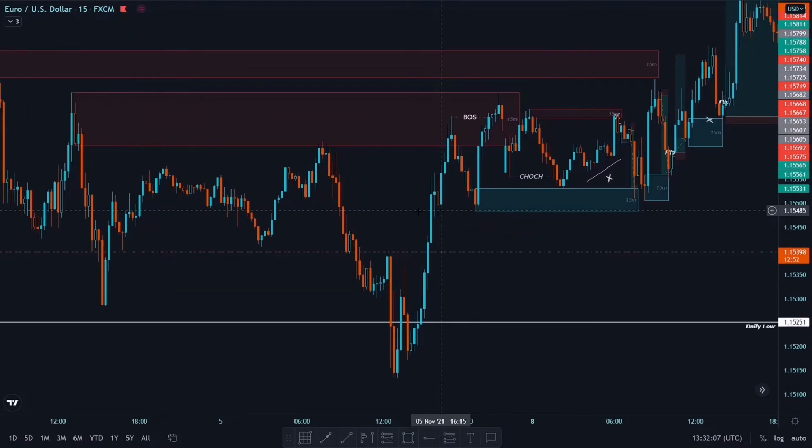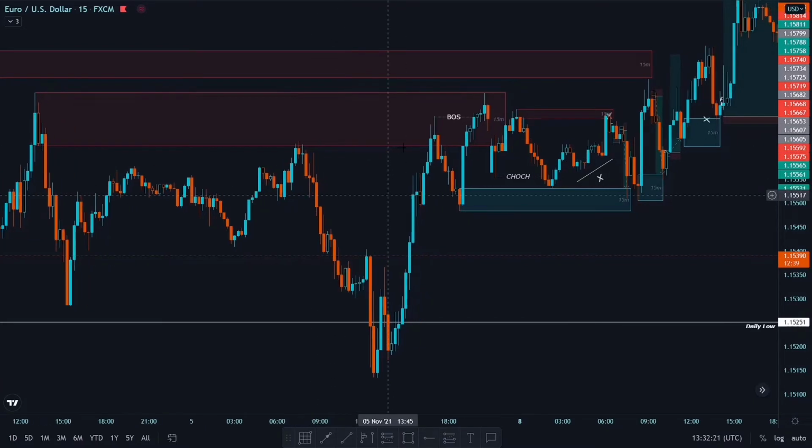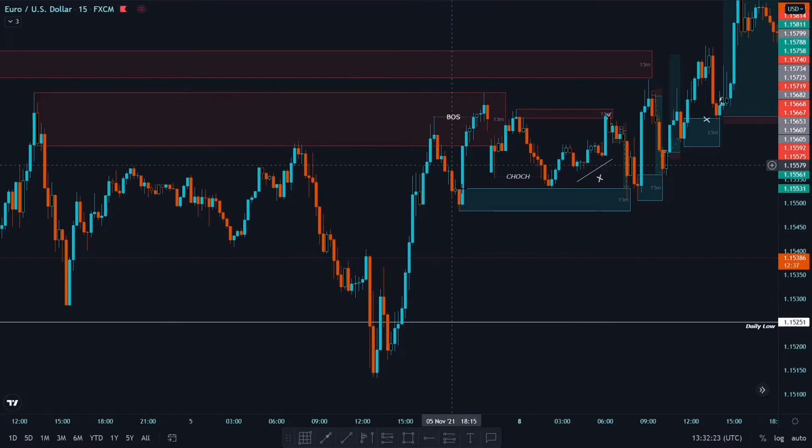But what happened is we didn't get any reaction from this supply zone. That's why I took it off, and instead we break this structure to the upside and we mitigate to this demand level and we get another break of structure to the upside. That is the reason I took this candle and marked my 15-minute point of interest here.